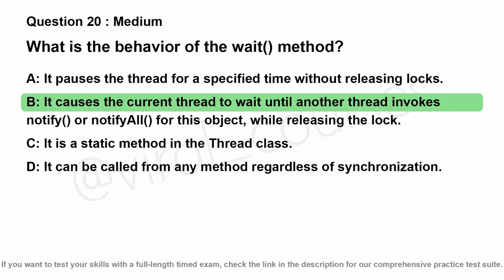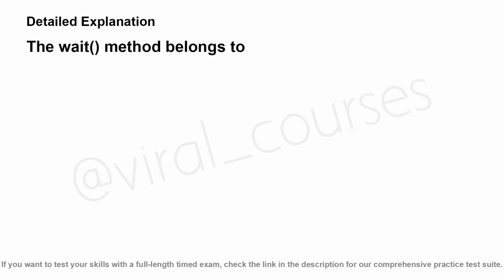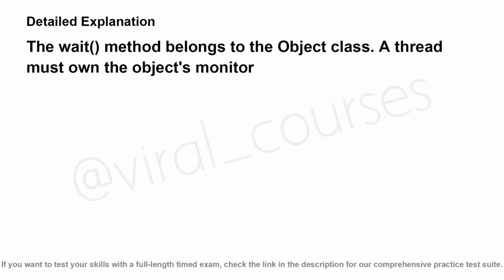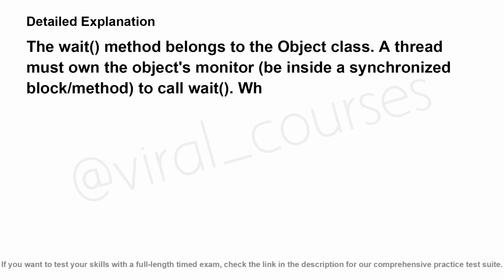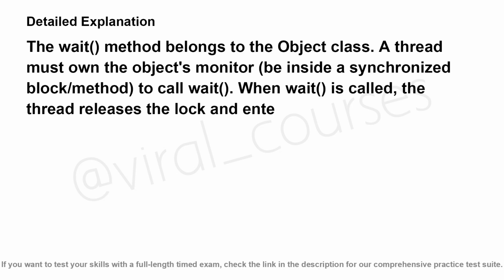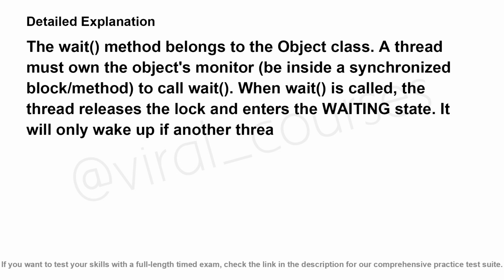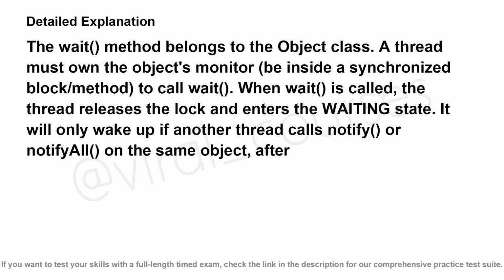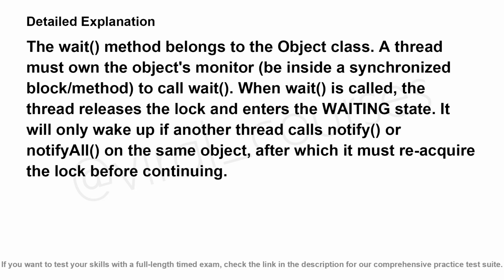The correct answer is B. The wait method belongs to the Object class. A thread must own the object's monitor, be inside a synchronized block or method, to call wait. When wait is called, the thread releases the lock and enters the waiting state. It will only wake up if another thread calls notify or notifyAll on the same object, after which it must reacquire the lock before continuing.